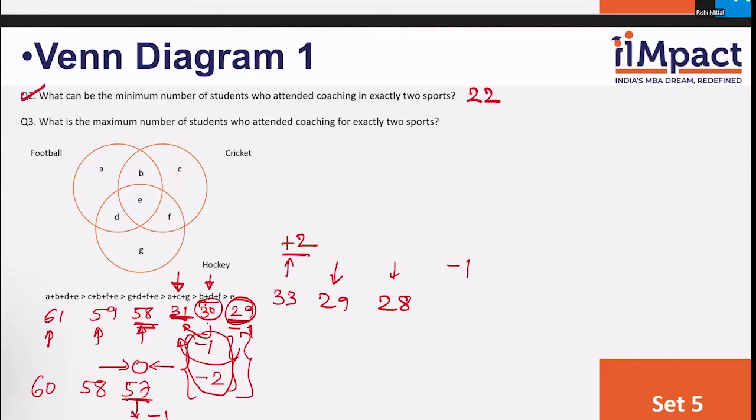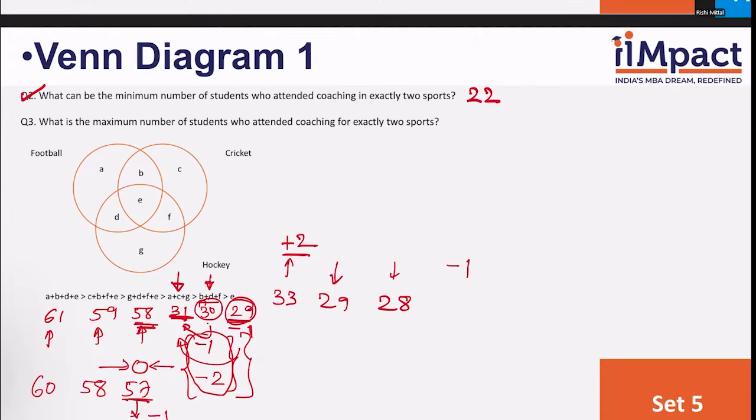I hope this is clear. Just to revise and recap, if I'm reducing 2 and 3, 1 increases, but 1 has to be less than hockey. So I have to keep hockey as high as possible. So I reduce all the 3 sports together. Okay. And then I apply these constraints. So I get the answer to be 22.